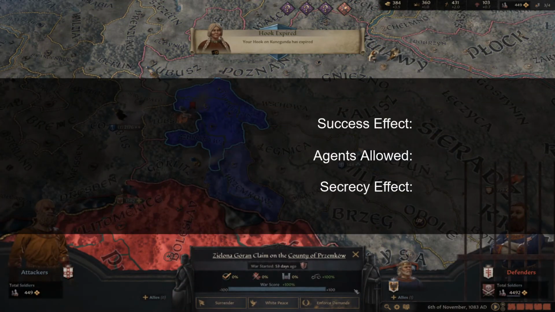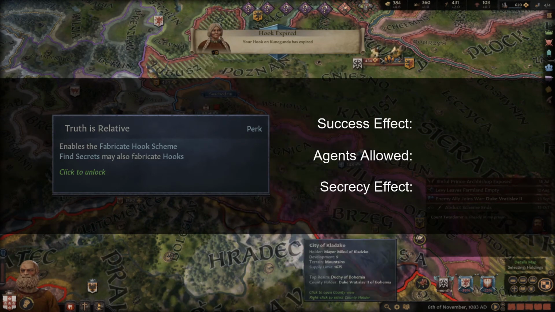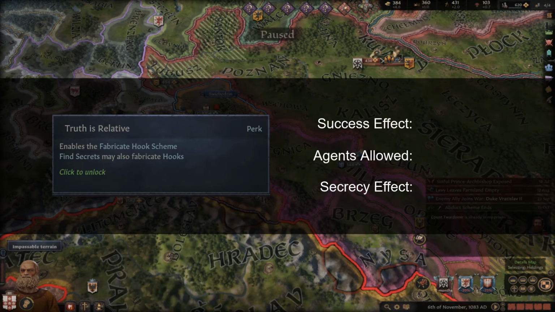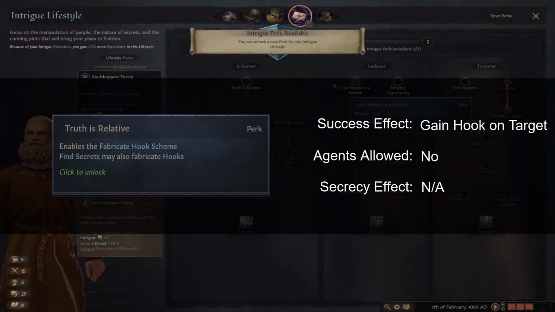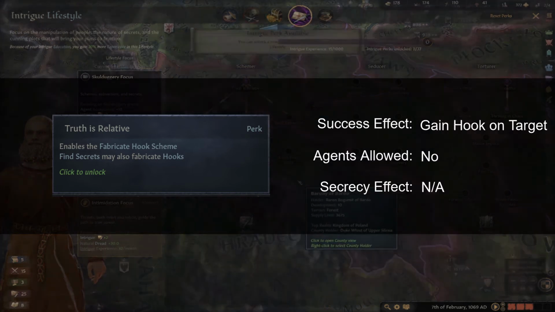If you've picked up Truth is Relative, you'll have access to the Fabricate Hook scheme. This one is super versatile, as fabricated hooks can be used to force others into favorable situations for yourself. As you'd expect, a successful scheme grants either a strong or weak hook on your target. You cannot have agents when fabricating a hook, and there didn't seem to be any secret associated with this scheme, though if you were exposed, it appeared to have a severe penalty to your success chance.